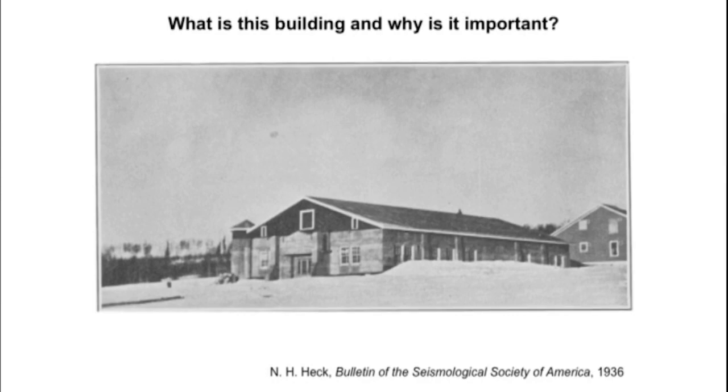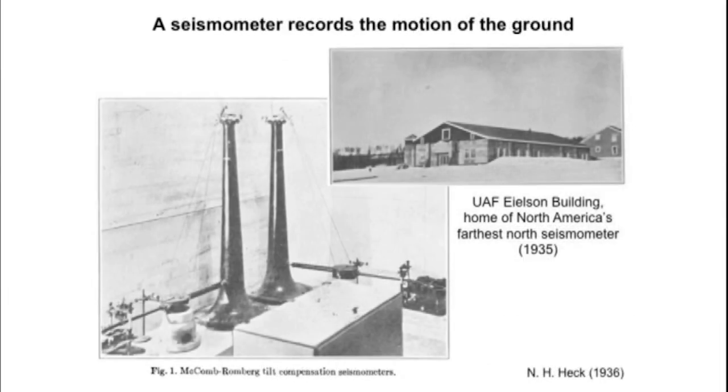And the reason is that this, in 1935, was the UAF Eielson building before we added the second story to it, home of North America's farthest north seismometer in 1935, this mass and pendulum device. And so it shows that seismological research has really been conducted in Alaska and at the University of Alaska Fairbanks for a long, long time. And we continue this tradition from this time to today.